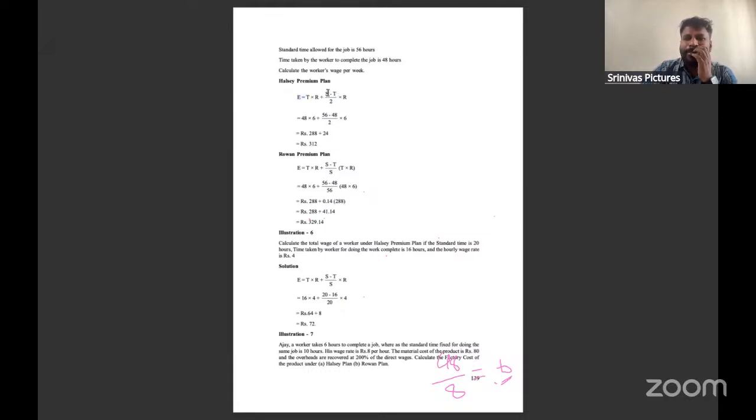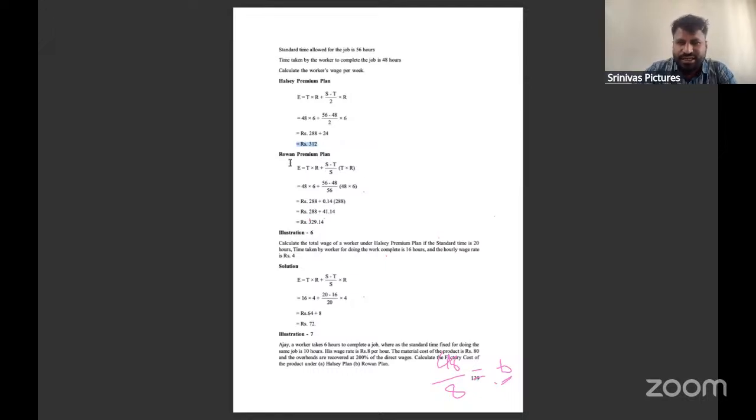So standard time is 56, they have given 56, and actual is 48. Total 8 hours saved. Standard saved hours is 8 hours, divided by 2, 4 hours only you are going to receive. So 4 into 6, 24 rupees. 48 hours into 6 rupees per hour is 288 rupees, and the incentive bonus is 24. Total 312 rupees they are going to receive.